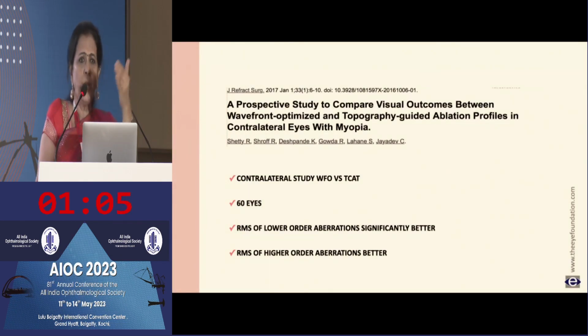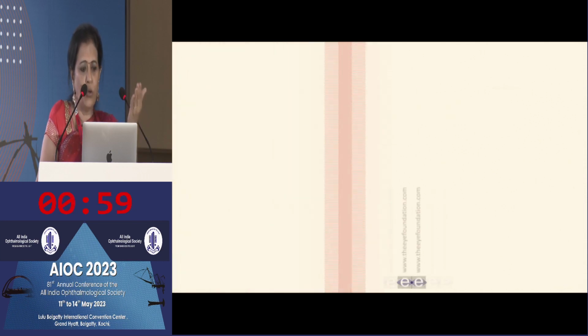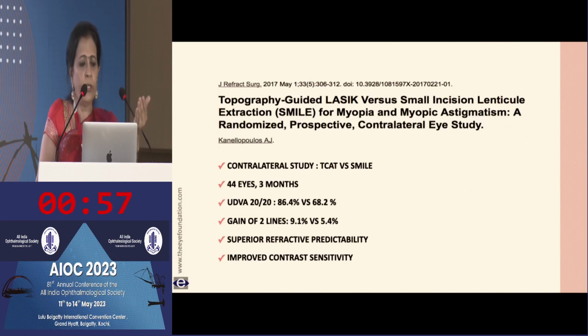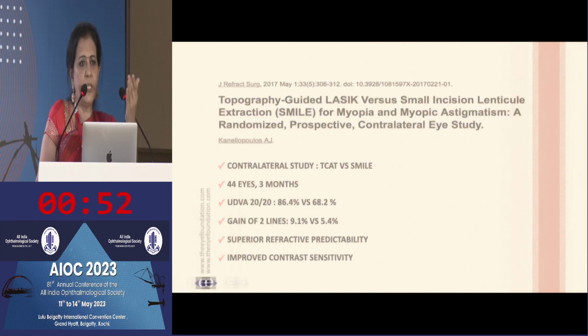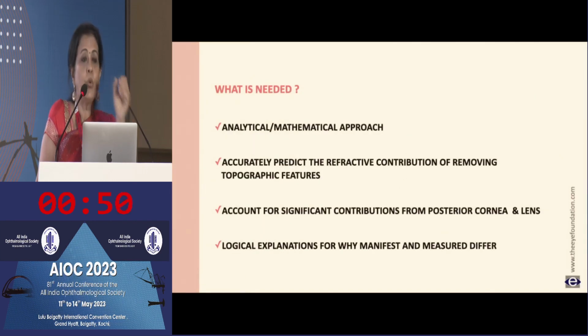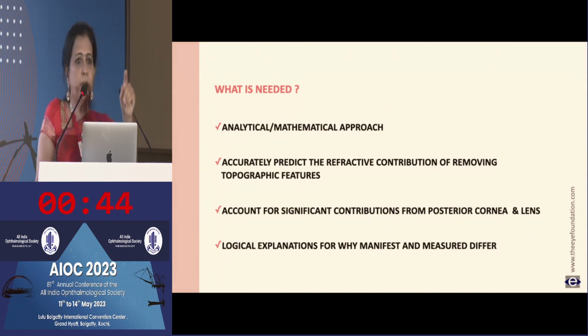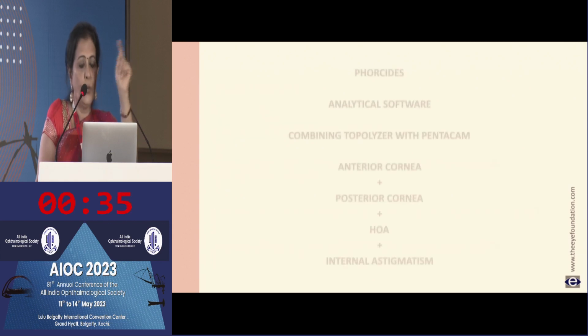There were some prospective results, Rohit et al. They did a contralateral study of 60 eyes wherein they showed that the contour results were better. This was another Canelo-Polis study of 44 eyes, which again showed that the contour predictability and sensitivity was better. So what we realized is that we needed a more analytical approach where you account for all the astigmatism, anterior, posterior, internal, and also realize that when you are treating the aberrations on the cornea, there is a refractive contribution which has to be corrected.